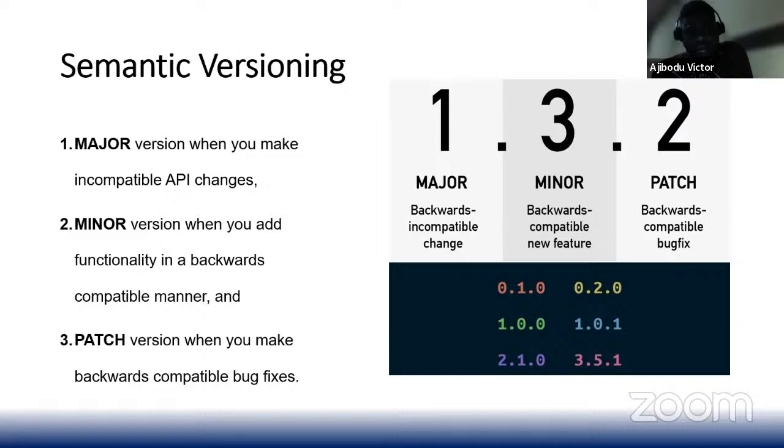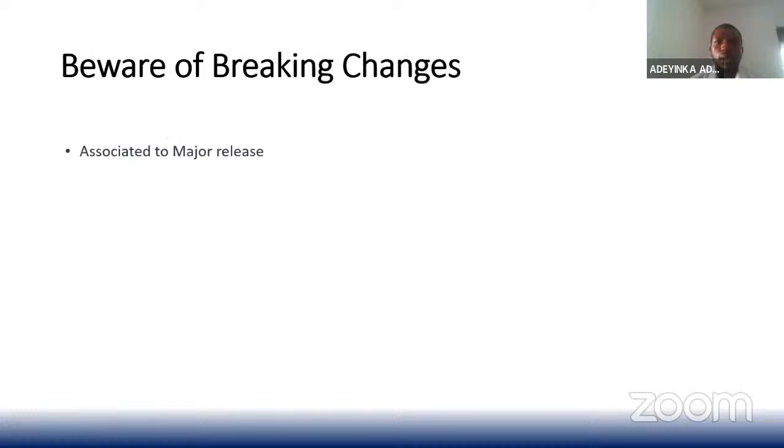Then when you have 3 changing into maybe 4 or 5, that's a change of backward compatible new features being added. Then the other part is the patch release. Then you can have other parts for pre-release, but these 3 parts are the most used in the software development world. So beware of breaking changes, and breaking changes are usually associated with a major release.